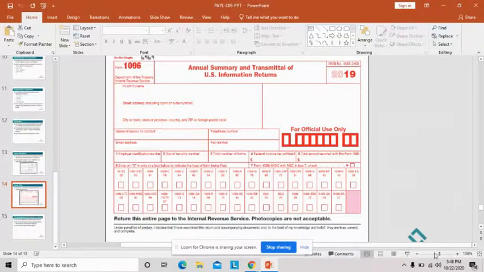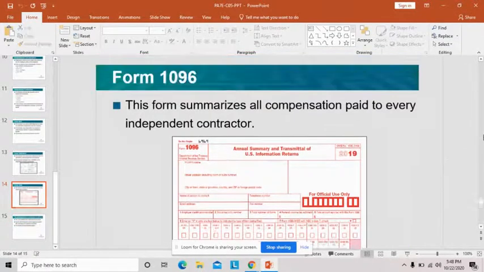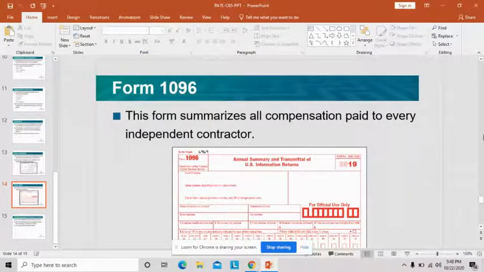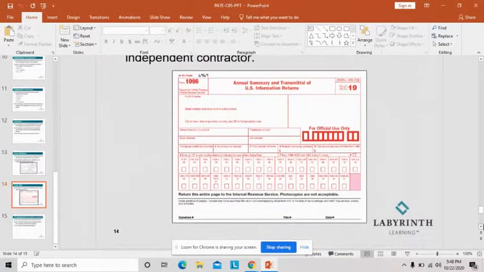And you also have the Form 1096. This form summarizes all compensation paid to every independent contractor. So this was a form that you have also looked over in the previous chapter set.